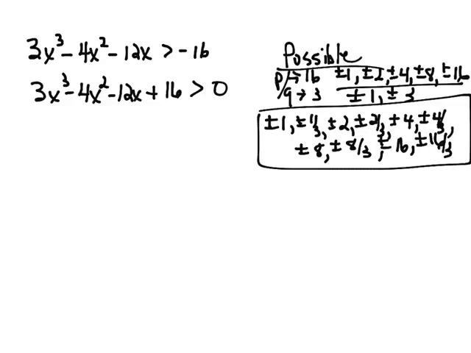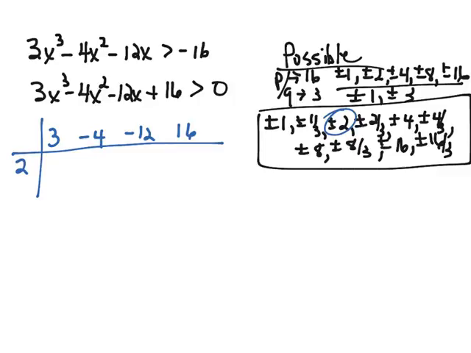So we're going to synthetically divide 3, -4, -12, 16. And we're going to go down this list of possibilities until we find one that works. And I think that one that works is 2. So I'm going to bring down my 3. 2 times 3 is 6. 6 plus -4 is 2. 2 times 2 is 4. -12 plus 4 is -8. 2 times -8 is -16, which gives me 0.